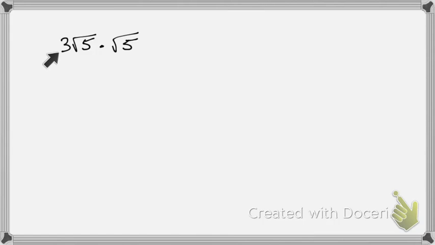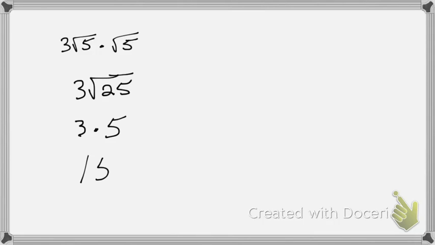Now this 3 is kind of chilling on the outside, right? So we're not going to mess with that. We're going to leave that be. I am going to multiply the square root of 5 times the square root of 5, which gives me the square root of 25. Now, can we simplify this even more? Absolutely. That square root of 25 turns out to be 5, and then you're left with 5 times 3, and your answer will be 15. So you'll see numbers like that.